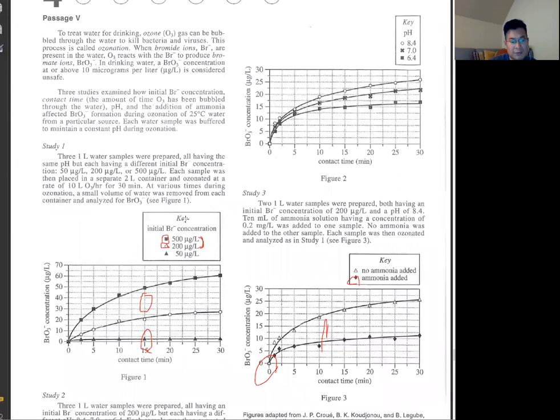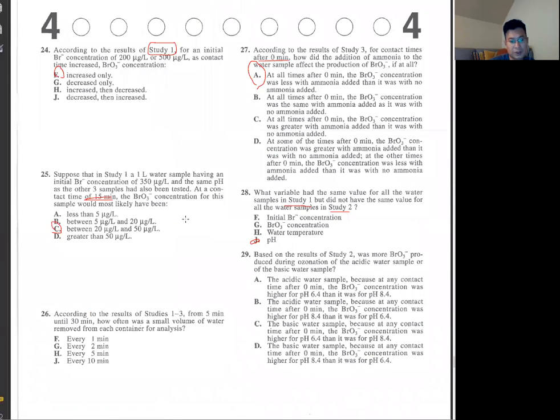And also from figure 2, if you compare figure 1 and 2, that's another way you can figure it out too. If you look at the key, Br concentration is what figure 1 shows, but figure 2 is more about pH. That's another way you can put it too.